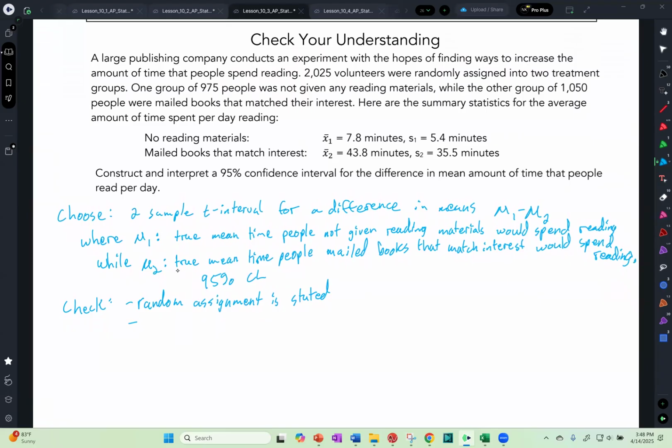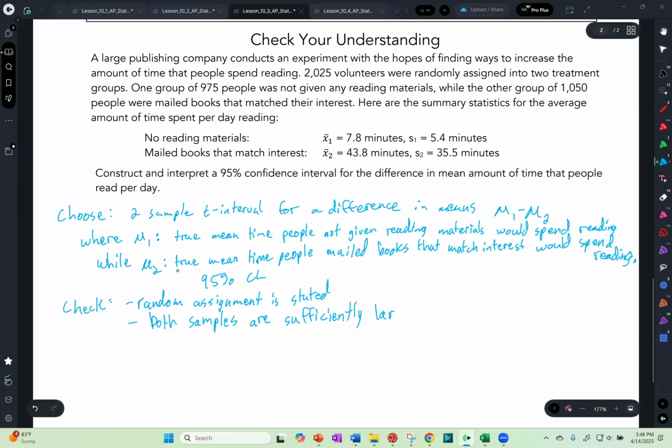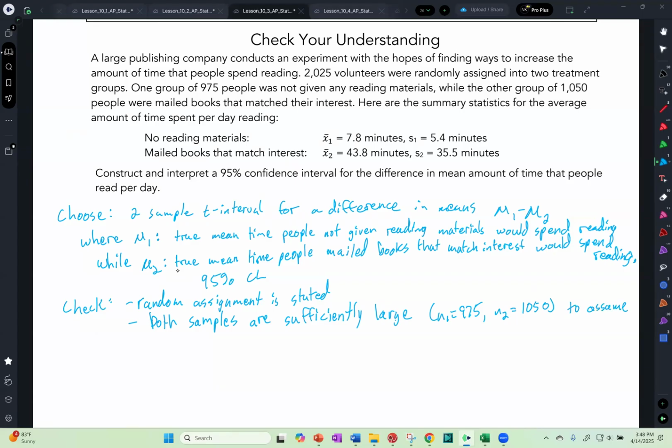From there, I do need to check approximate normality in the sampling distributions, but both samples are sufficiently large, n1 equals 975, n2 is equal to 1050, are sufficiently large to assume the sampling distributions are approximately normal.